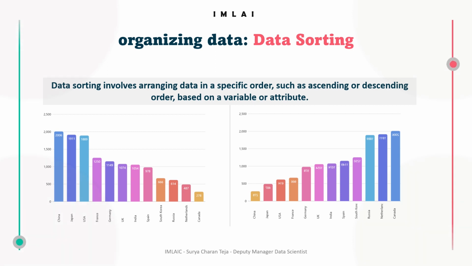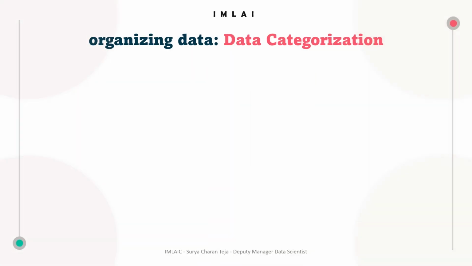Now let's look into the second way of organizing the data. That's data categorization. So what is data categorization, and how does it make our data organized? Let's look into that. Data categorization involves grouping data into categories or classes based on a particular attribute or a variable. This can be achieved using conditional statements or functions in Python.